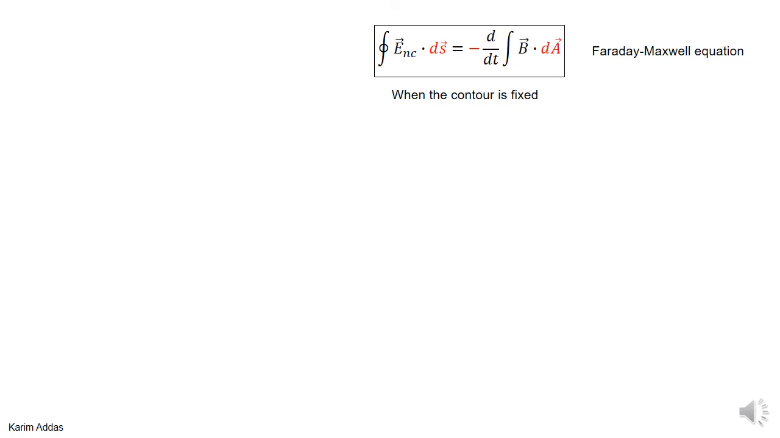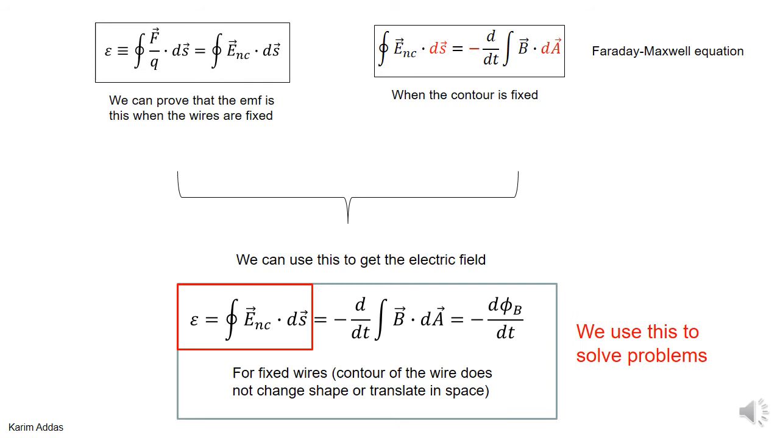And we also showed the Faraday-Maxwell equation that the integration of E dot ds is minus d by dt of the magnetic flux. And this applies specifically also when the contour is fixed. And now if you combine these two, you have that the EMF is equal to the integration of E dot ds, and at the same time it's minus d phi by dt. So this is the equation that we use to solve problems.